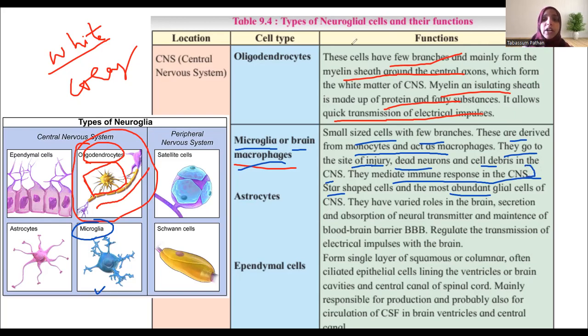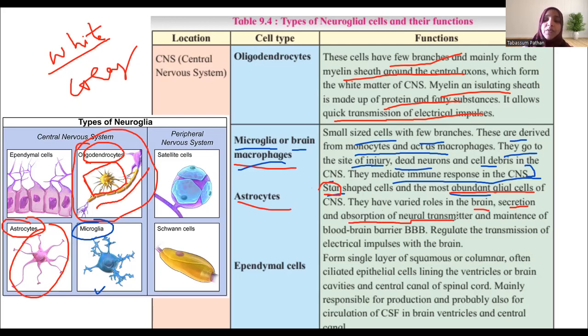Now moving to the astrocytes. Astral stands for star-shaped, more or less; they look star-shaped. Okay. Now we are on to astrocytes. They are most abundantly present in the CNS. They have various roles in the brain. Okay. They also help in secretion and absorption of the neurotransmitter.